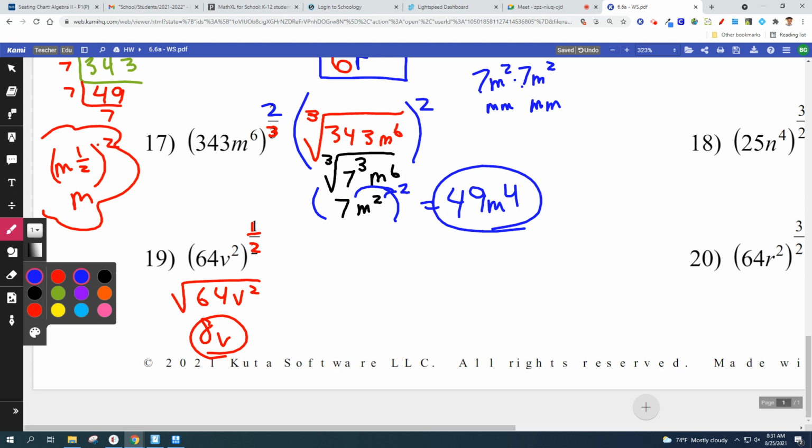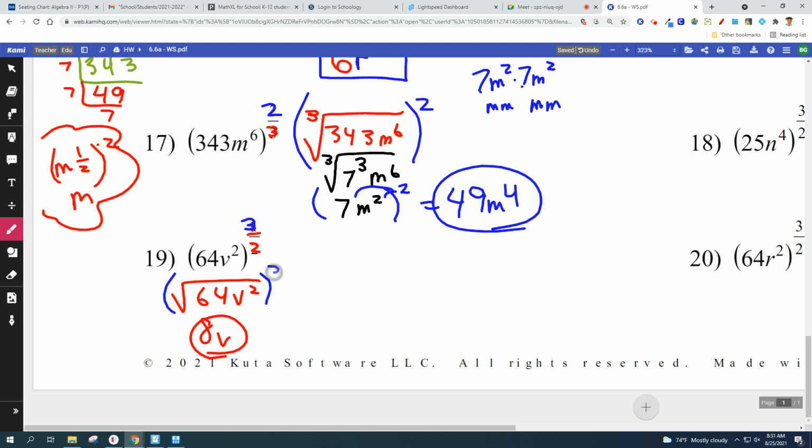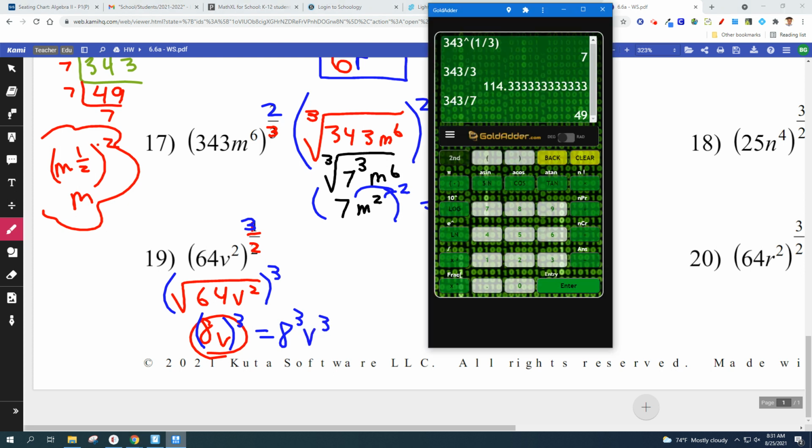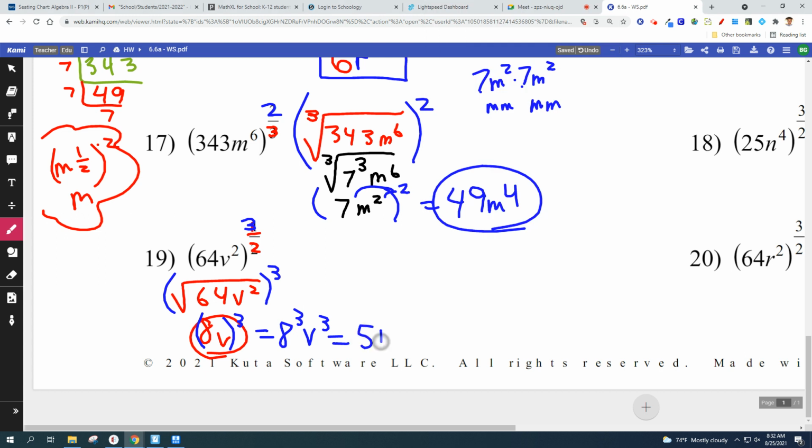Okay, now check it out. What's gonna happen if I put a 3 right there? Yeah, then you'd have to say, well, everything's to the third power, so 8v would be to the third power, and so you'd have 8 to the third, whatever that is, v to the third. I can't do that in my head. 8 to the third, 512. So that would be 512 v to the third.